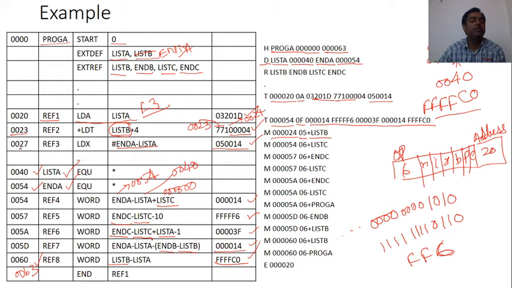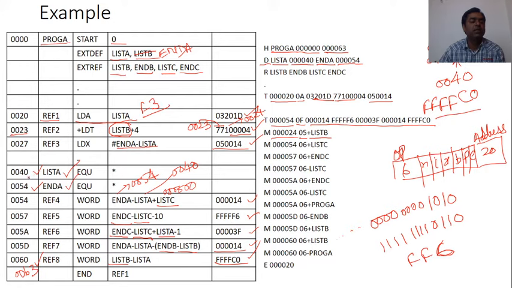Now the next instruction, this one. You can see here, this instruction provides an absolute value. Because when I am subtracting list A from end A, we will get an absolute value, because this is an absolute instruction. So in this case, there is no need to add or subtract any value.